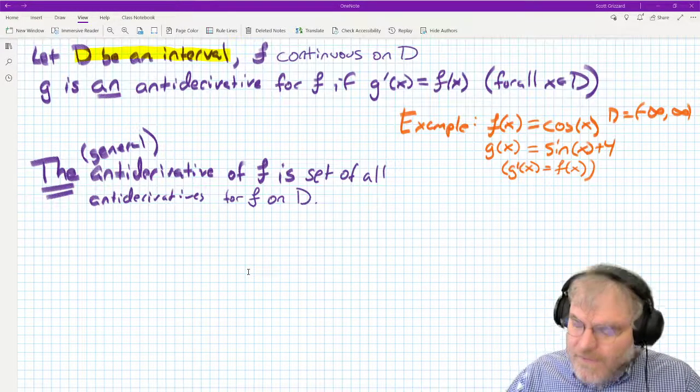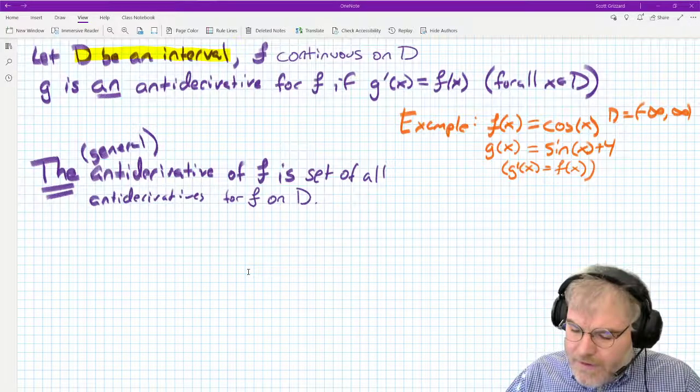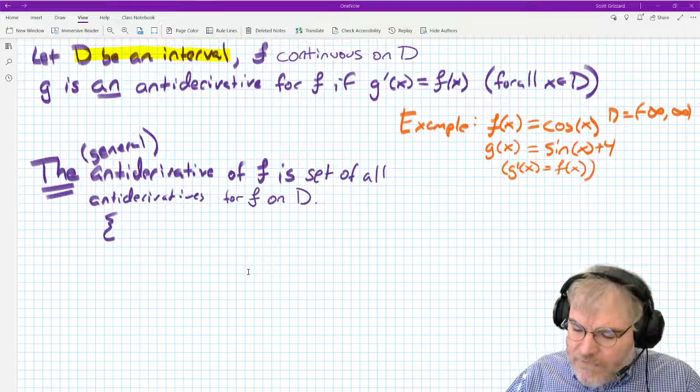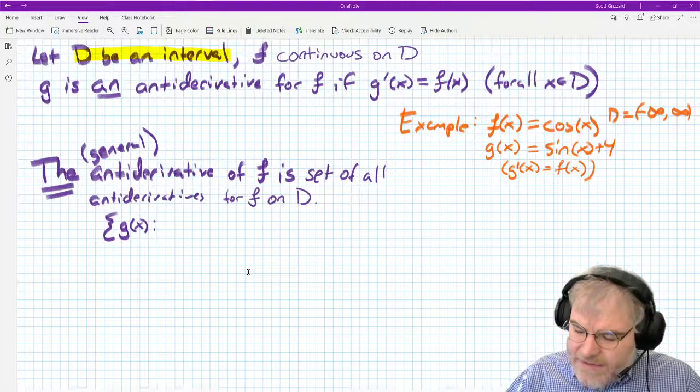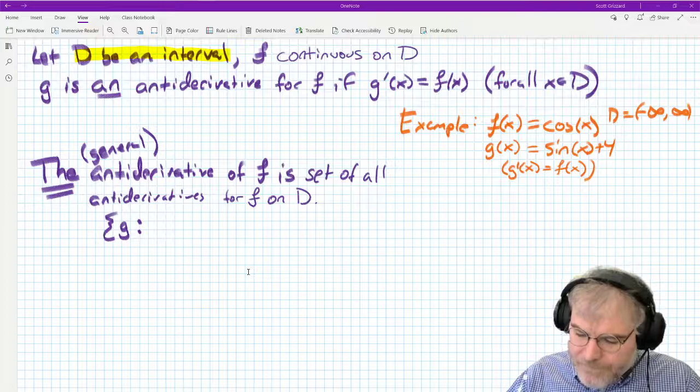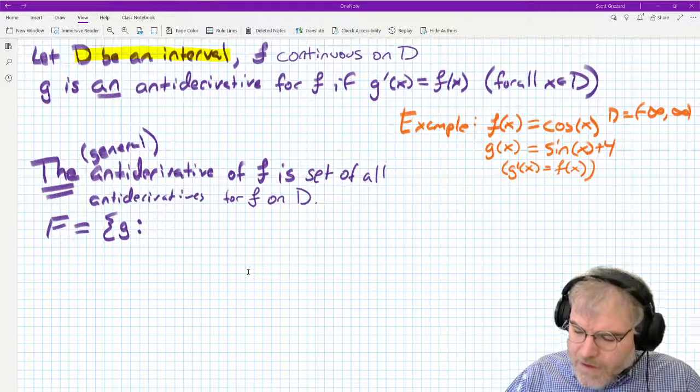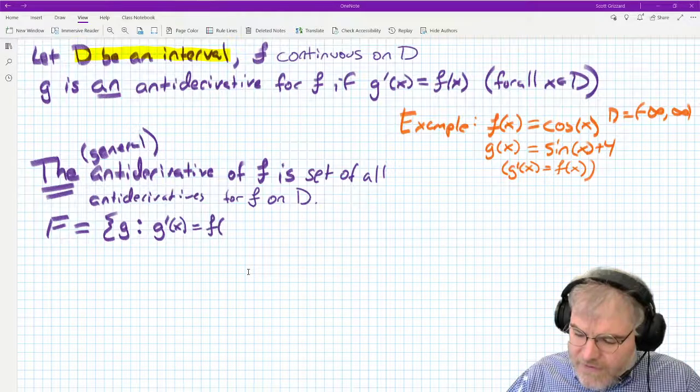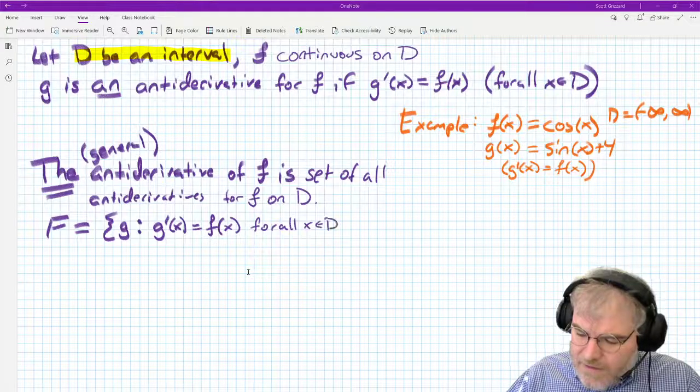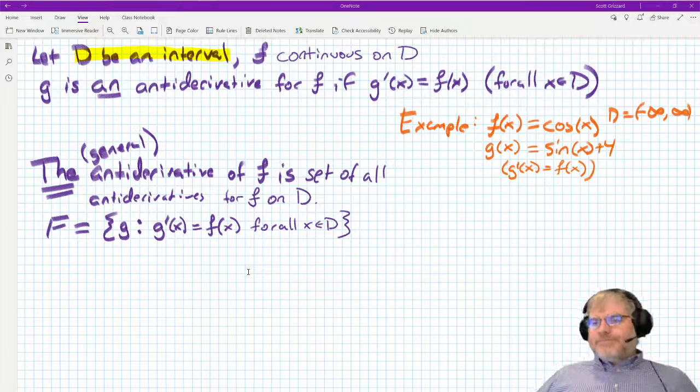In other words, the antiderivative would be the set of functions g, such that g prime of x equals f of x for all x in D. Okay?